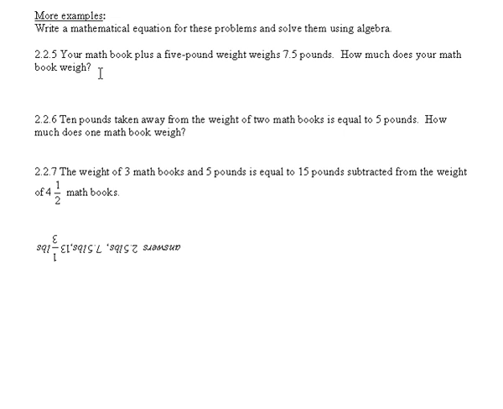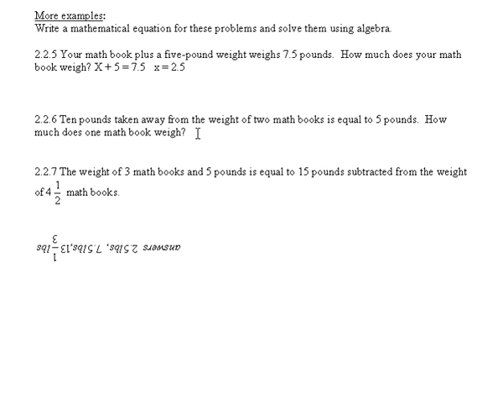Let's have a little bit of practice with changing words into mathematical equations. Here we go. Your math book plus 5 pounds weighs 7.5 pounds. How much does your math book weigh? So let's write the equation to begin with. Your math book, we don't know how much it weighs, so we'll call that x, plus 5 pounds equals 7.5 pounds. So the only thing you would need to do to solve this problem is just subtract the 5 from both sides, and if you do that, you would get x equals 2.5.